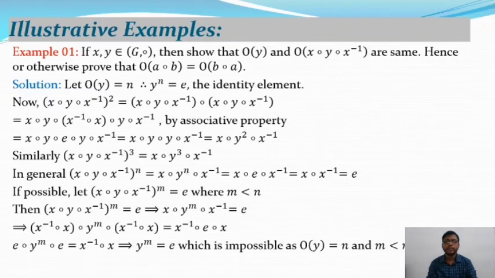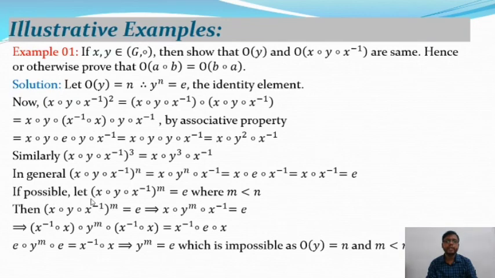So e is the identity element, and from this equation we'll get x composition e composition x inverse. Okay, so x composition y composition x inverse whole to the power n is equal to x composition x inverse. e is the identity element, and you know that x composition x inverse is equal to e. This is the inverse property of group theory. Okay, so e is the identity element. So that means the order of x composition y composition x inverse is equal to n. That means order of y and order of x composition y composition x inverse are the same.